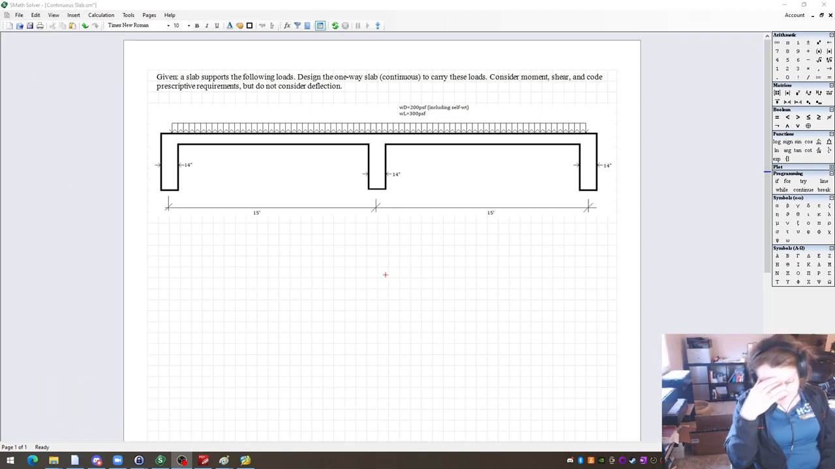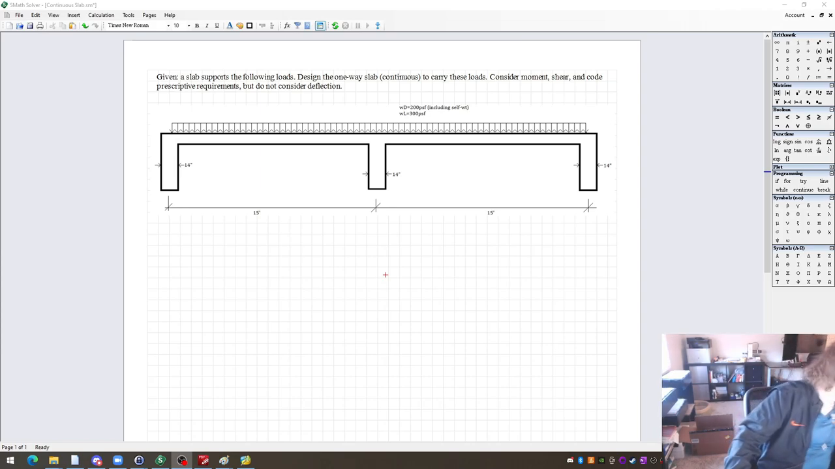In this lecture, we'll be continuing our look at one-way slab design. In particular, we'll be looking at continuous rather than simply supported spans, or continuous rather than simply supported slabs. And we'll be working through this example here.